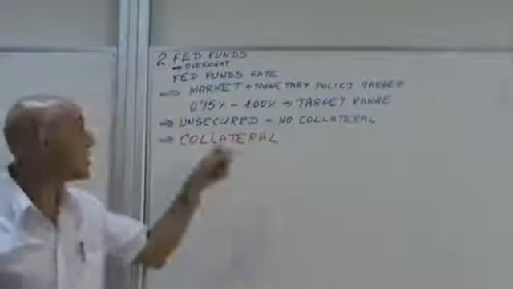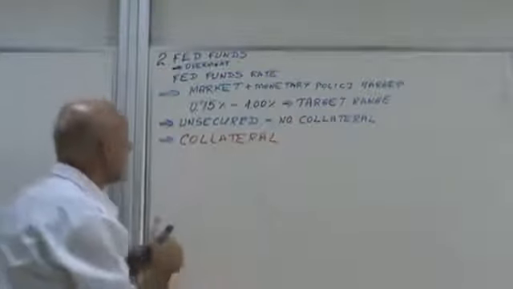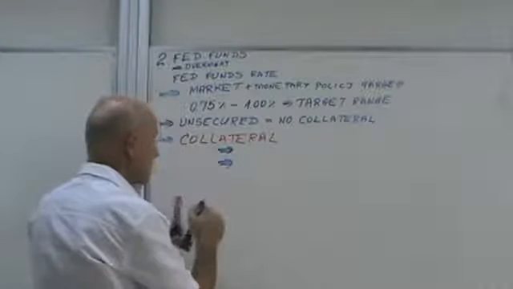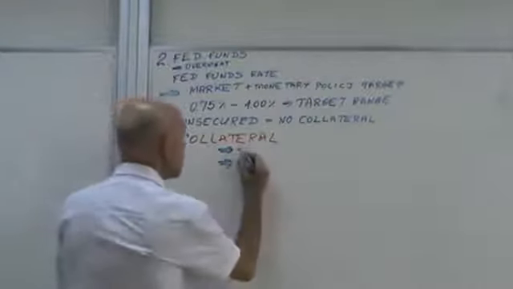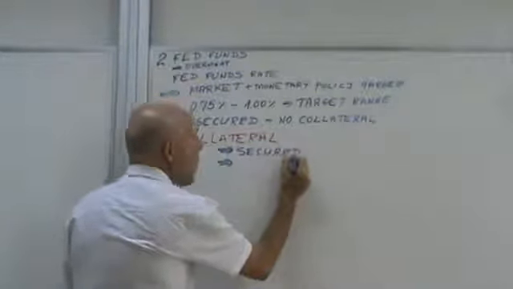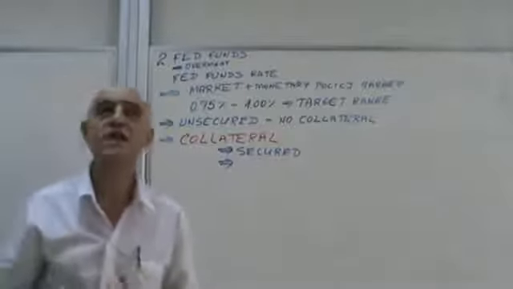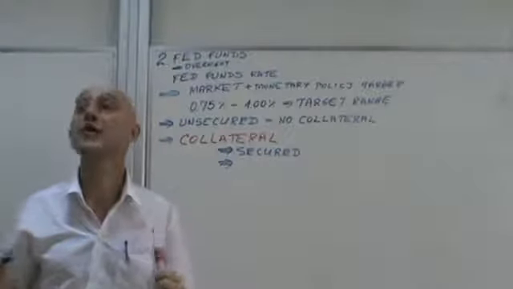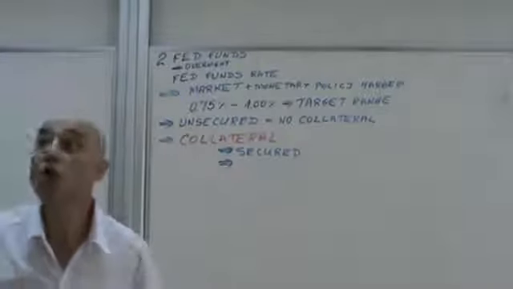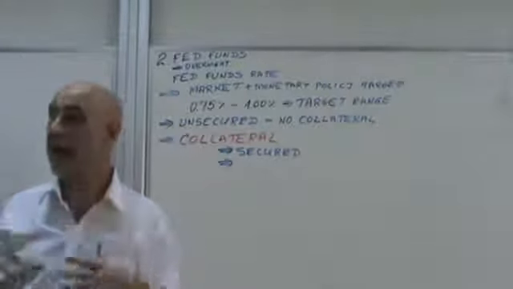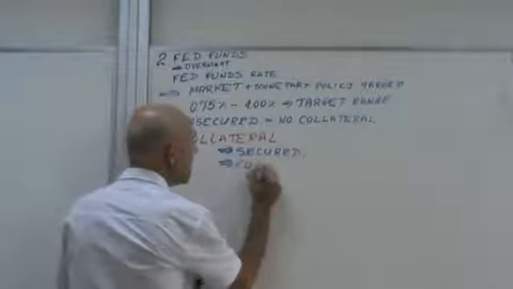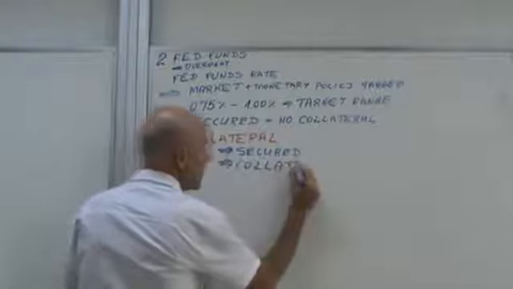If a loan has a collateral, we say that the loan is secured, or we say that the loan is collateralized. To collateralize means to give a collateral in security. So the loan is collateralized.